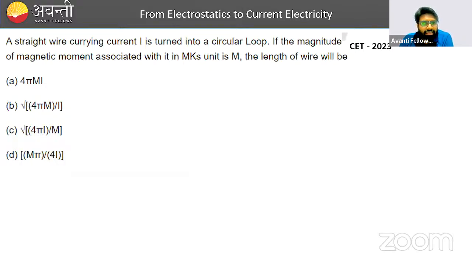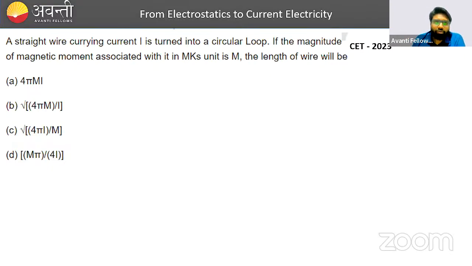A straight wire carrying current I is turned into a circular loop. If the magnitude of the magnetic moment associated with it in MKS unit, which is meter kilogram second unit, is capital M, the length of the wire will be?